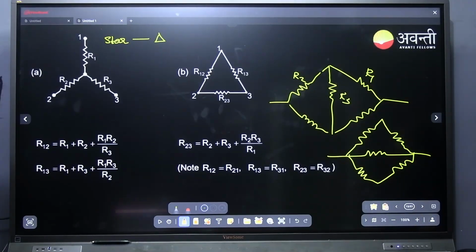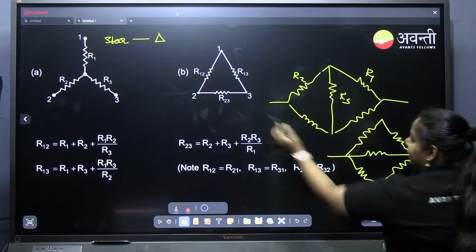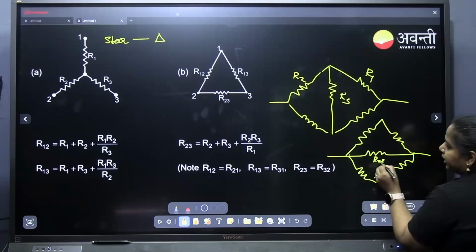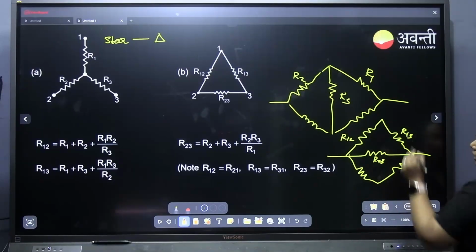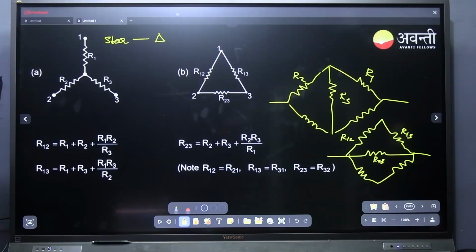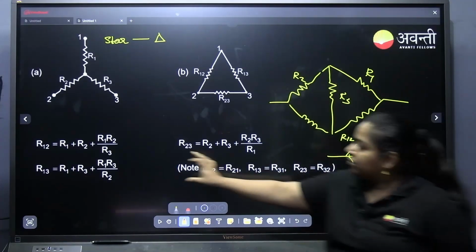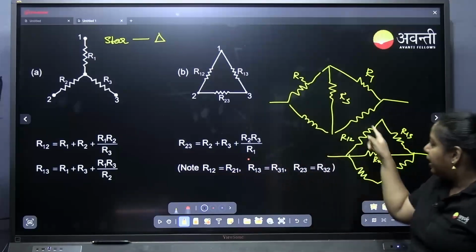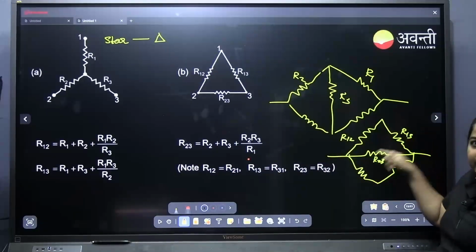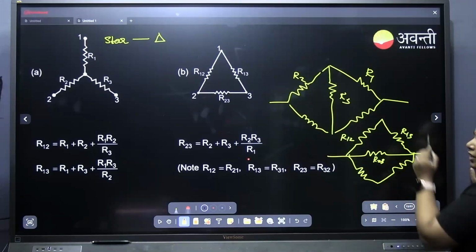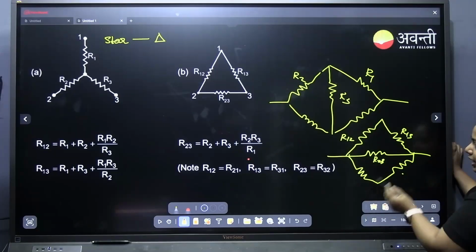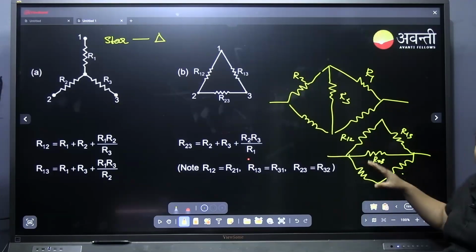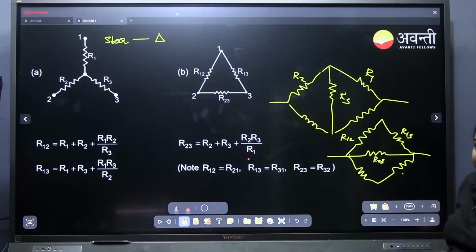Like this conversion is possible here. Then what will happen? This will become R23, this will become R12, this will become R13. Like this it will be converted. Okay, in that case this is the conversion formula which we will use and new resistance can be found. If this is the case, R12, R13 they are in series, we can directly add. This one and this one series we can directly add and all three will be parallel. So solution became simple. Clear?